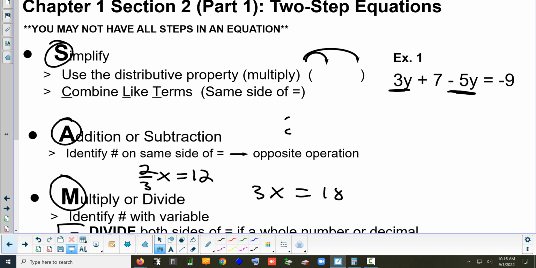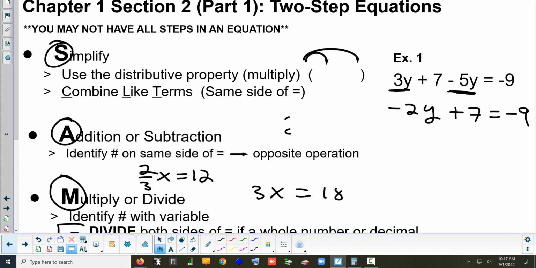Caitlin, if I combine 3y and negative 5y, what do I get? Good, negative 2y. Negative 2y plus 7 equals negative 9. Okay, so we checked for distributive property. We combine like terms. We're done with simplify.